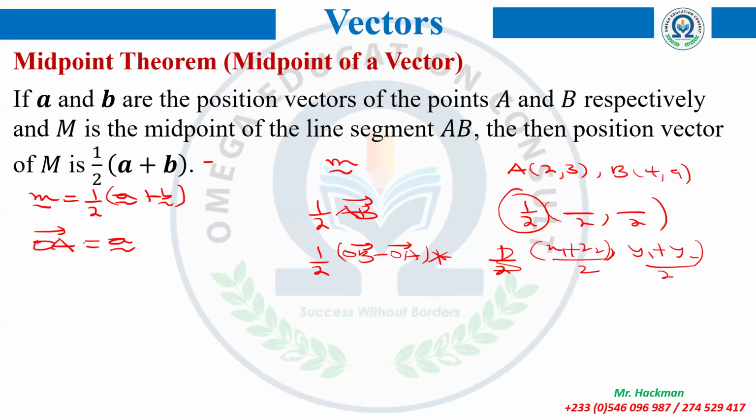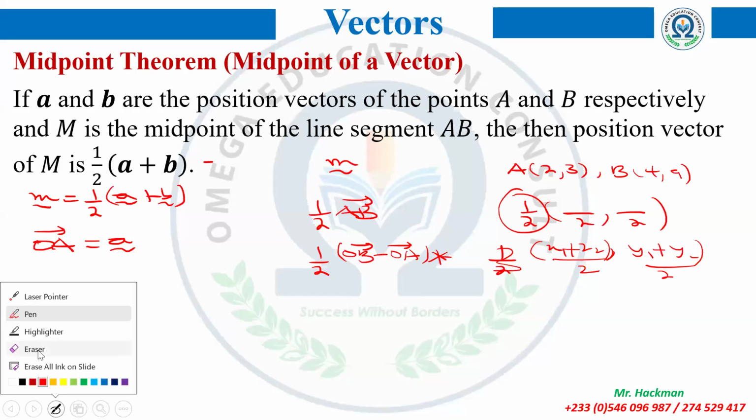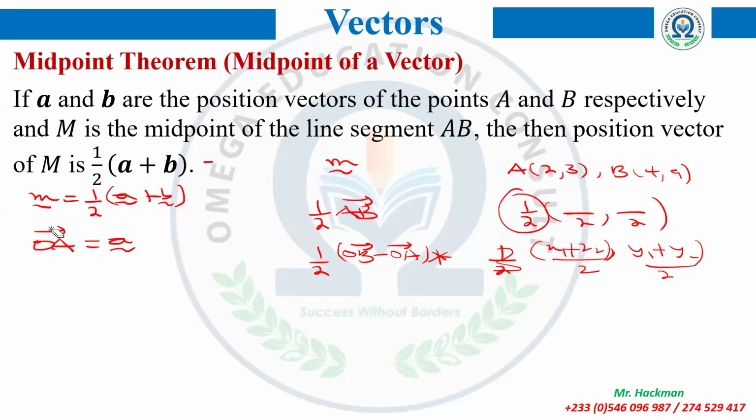Or I can come and say, let me clear this once it has served its purpose. Or if I don't want to use the special notation for my position vectors, I can write OM vector will be equal to half of OA vector plus OB vector. I hope you agree with me.